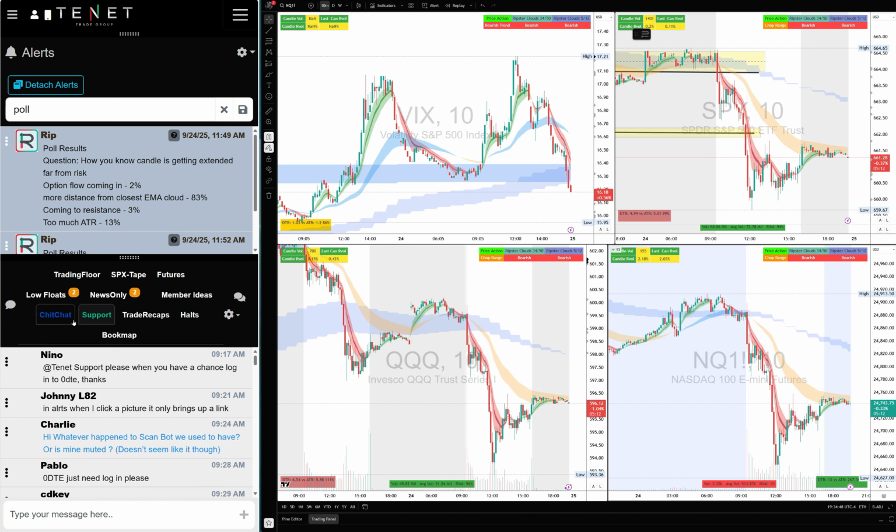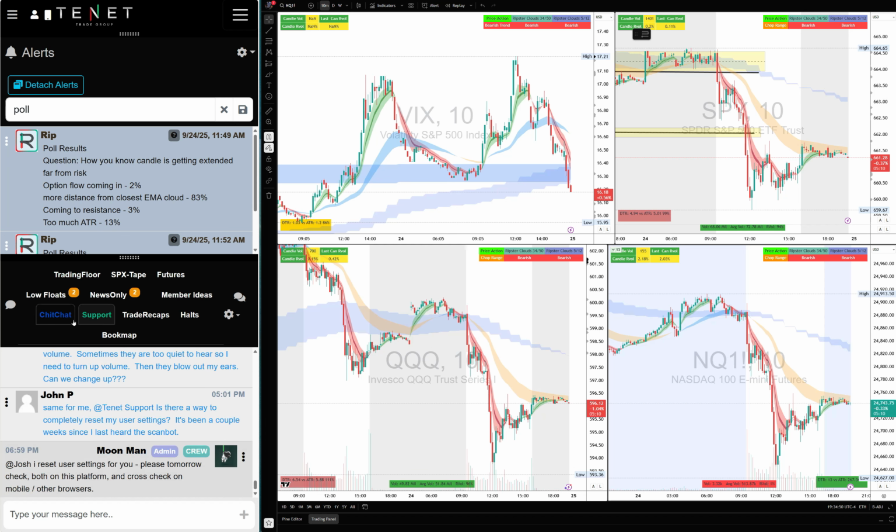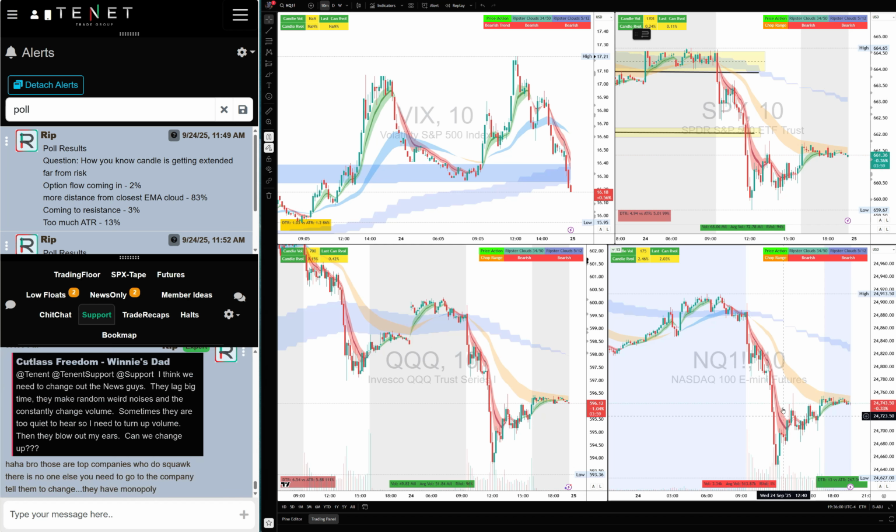All right, so that being said, let's start with a recap. Let's look at how we traded today, how we managed the red market to be green in the community. All right, so let's start with SPY.